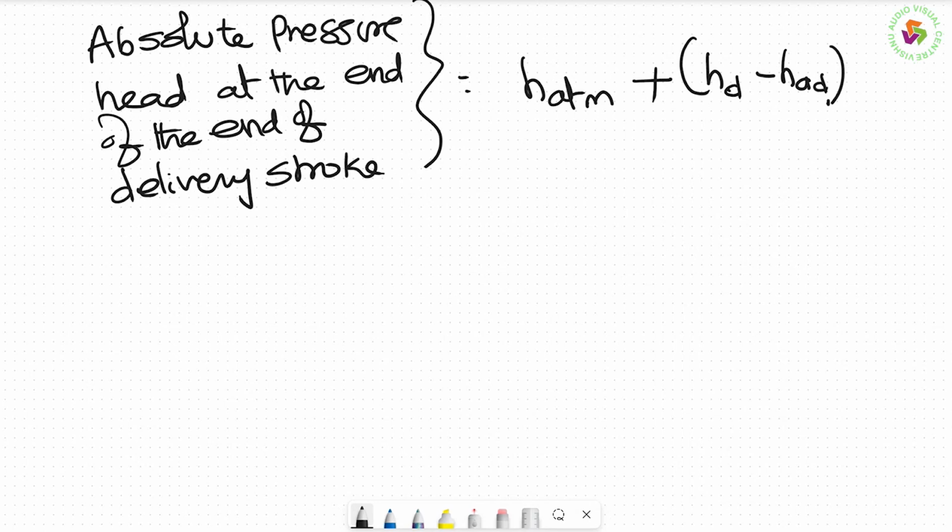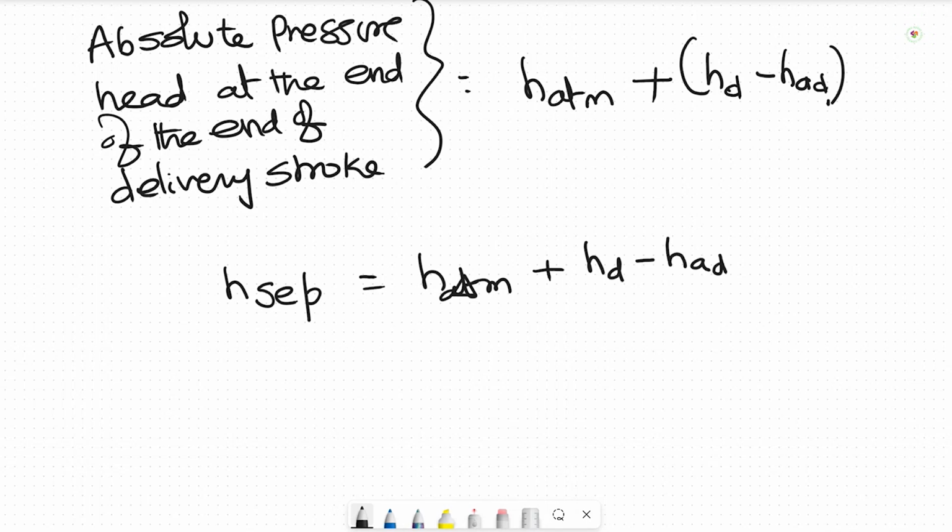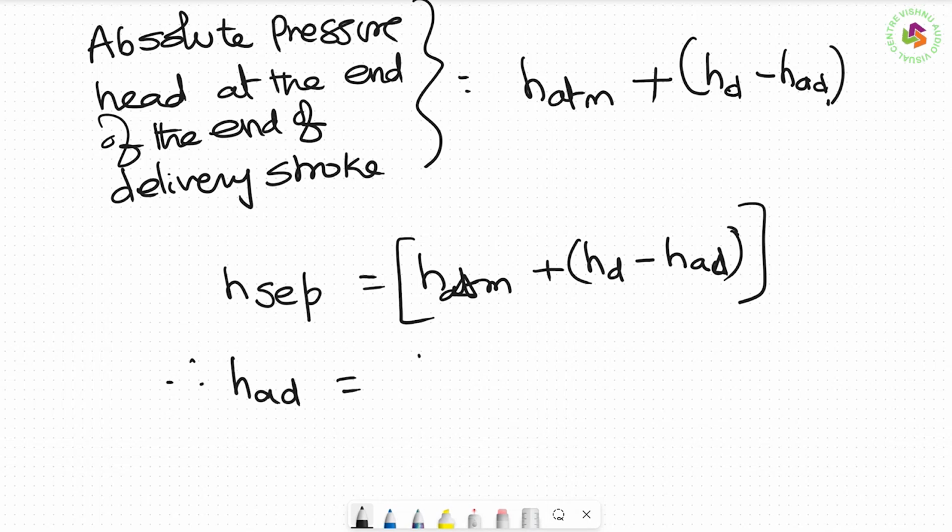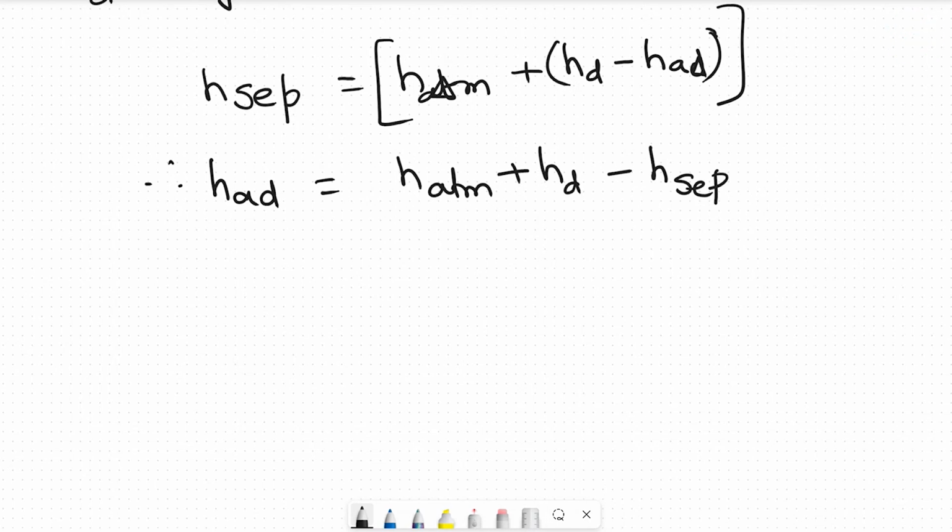So therefore, this absolute pressure head should always be greater than the separation pressure head, or at the max it can be equal. So if I equate it, H separation is equal to H atmosphere plus HD minus HAD. Therefore, HAD is equal to H atmosphere plus HD minus H separation. What is HAD? The HAD at the end of delivery stroke.